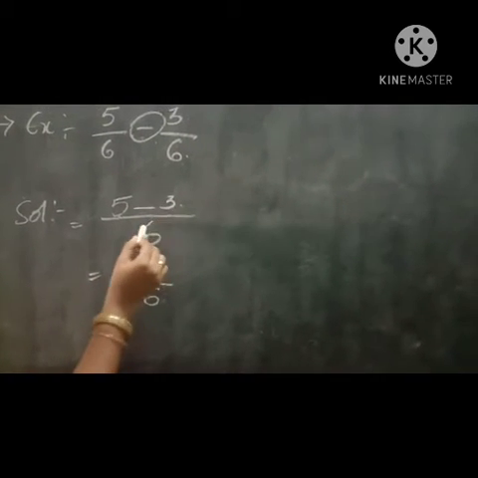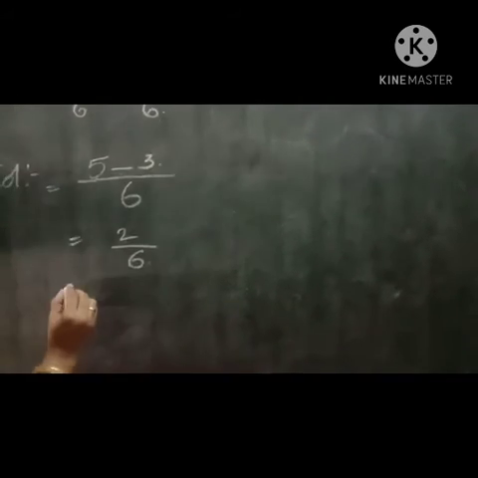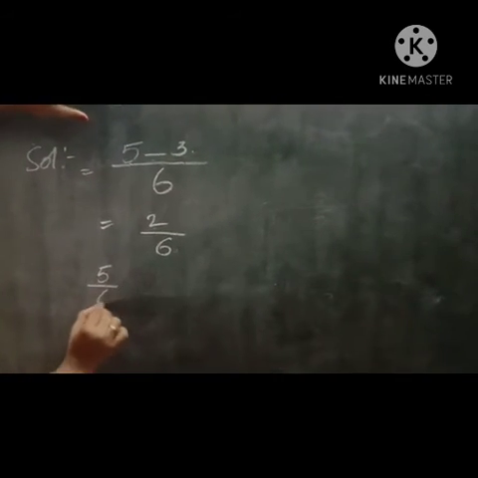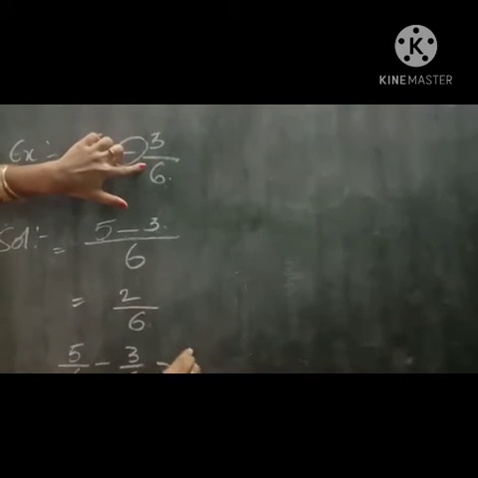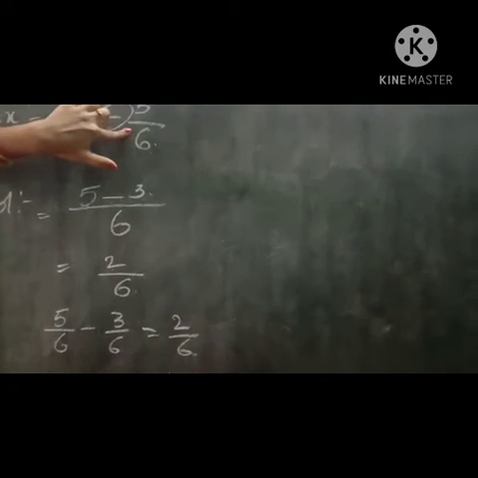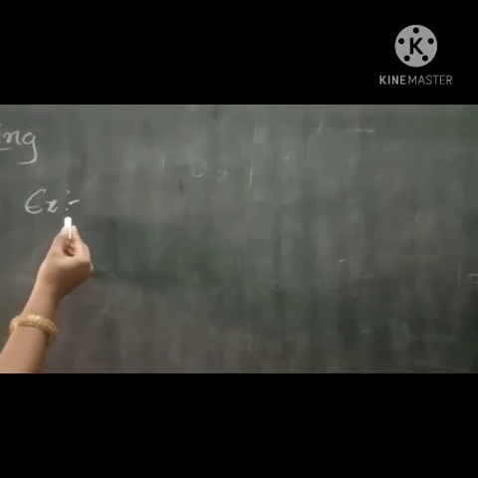5 by 6 minus 3 by 6 equals 2 by 6. See here, 5 by 6 minus 3 by 6 equals 2 by 6. Okay children, did you follow it? For example, we will discuss.